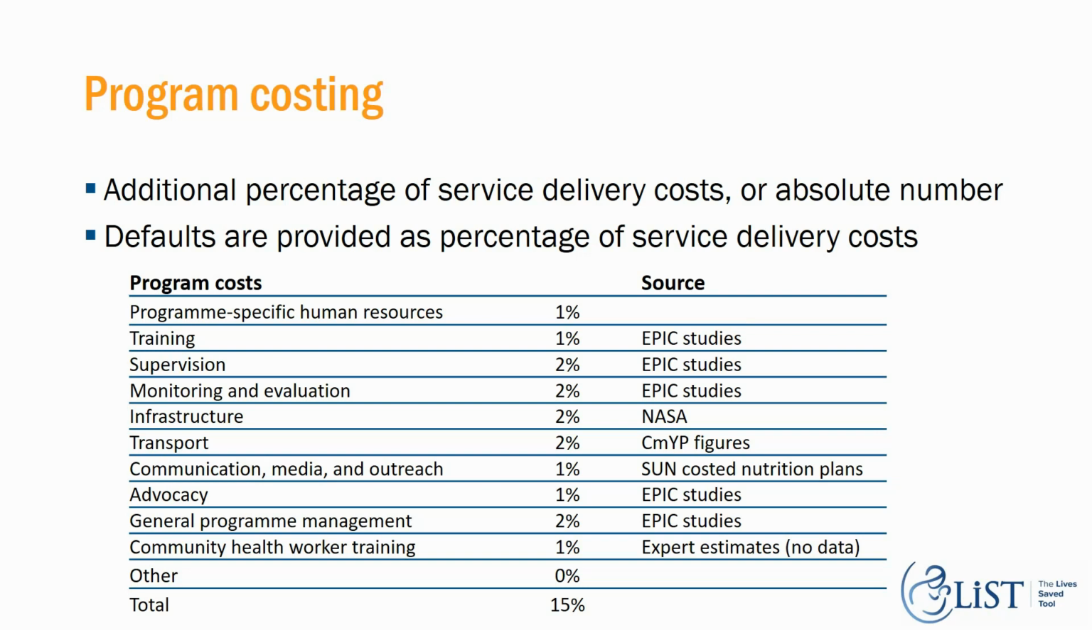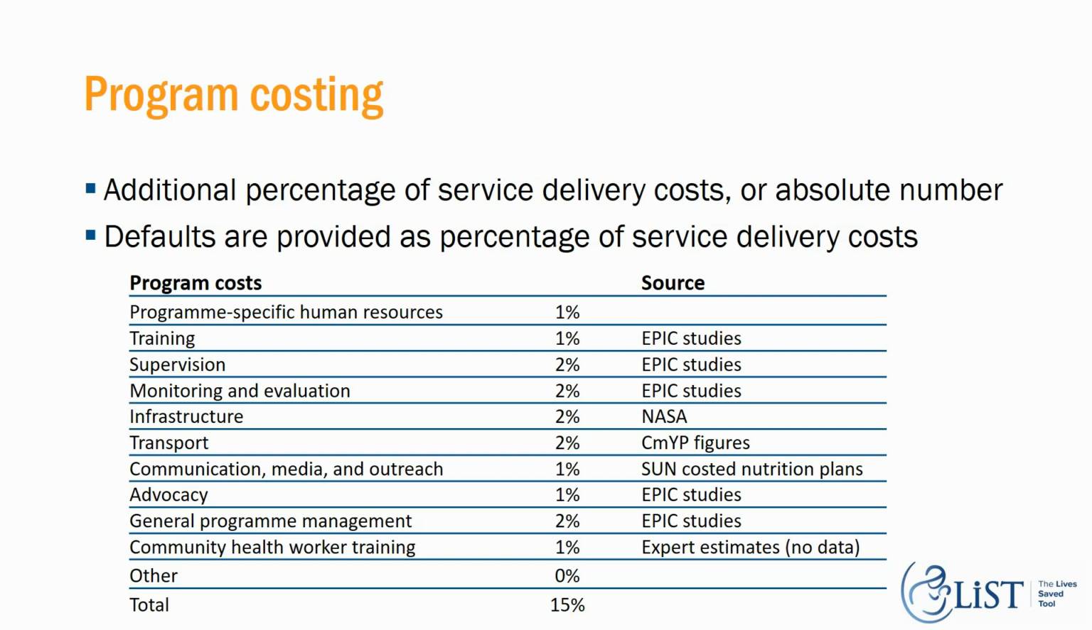And so the program costs that are already in there will be the program-specific human resources, training, supervision, monitoring and evaluation, infrastructure, transport, communication, media and outreach, advocacy, general program management, community health worker training, and finally we have a category down there which is other, to kind of capture anything else that might be missing from this list. And that by default is set to 0% so that the user can modify that at will.